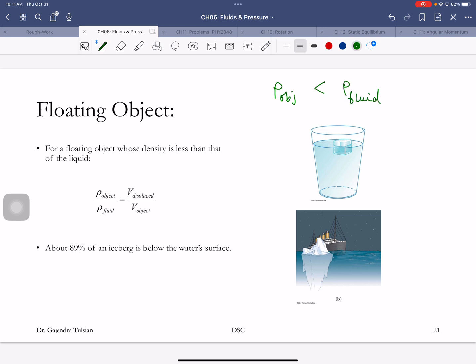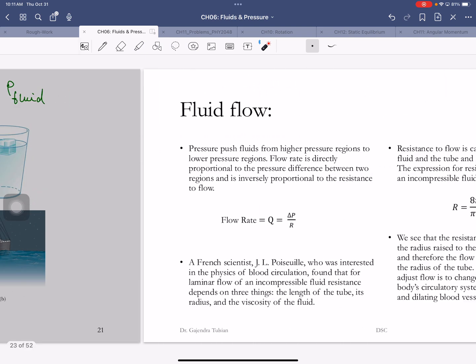Okay, and what this formula tells you is, if the object density is less than the density of the fluid, how much of the object is underwater, as a fraction of the total volume of the object. So for an iceberg, the density of ice is 90% the density of water, and so 90% of the iceberg is underwater. That's what that tells you.